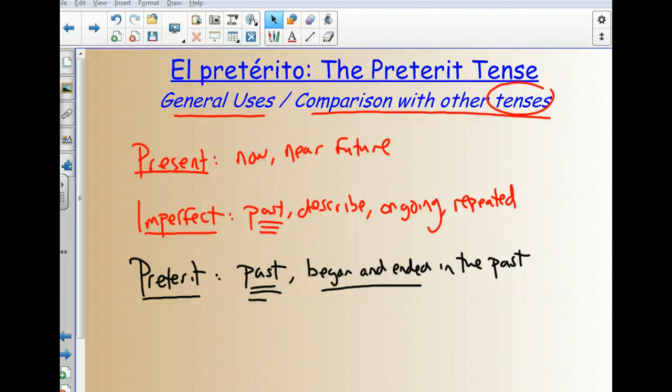Hola chicos, este es el segundo video, the second video on the preterite tense. We're going to do a little review and then get into some new things. So this is the information that we've already seen.